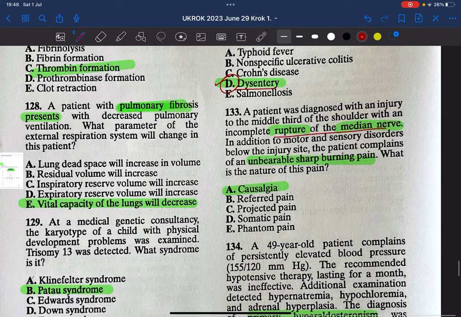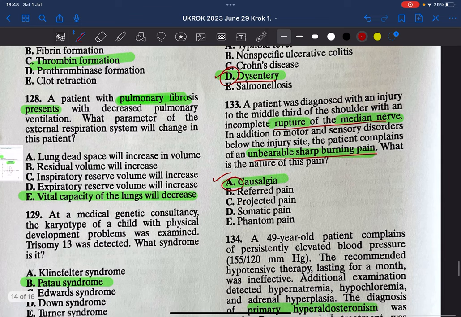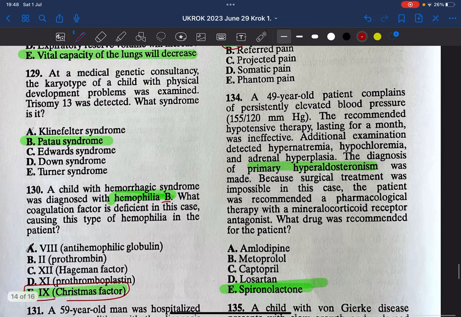Here we have a rupture of the median nerve that causes unbearable pain. This is causalgic pain, the pain that happens when we have damage to the nerves.